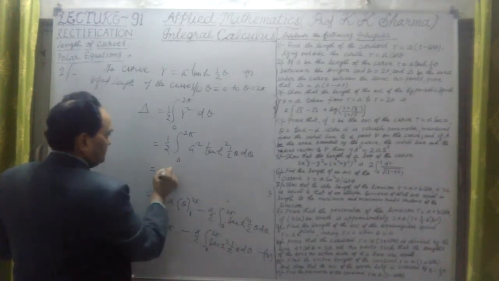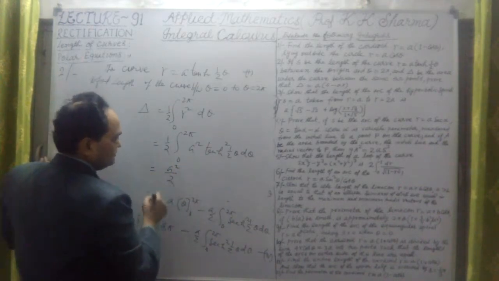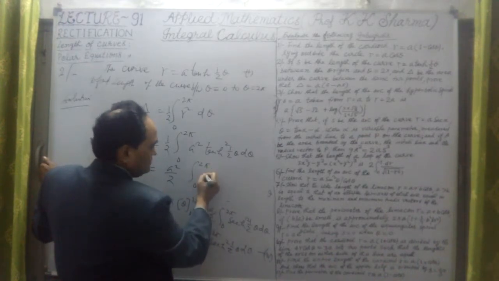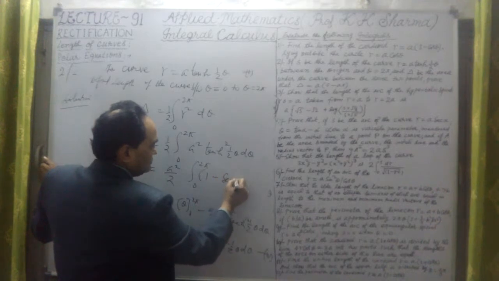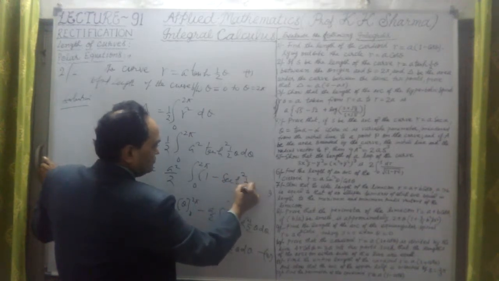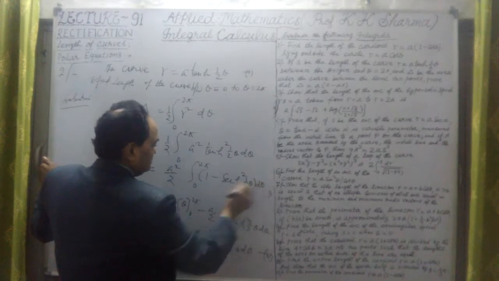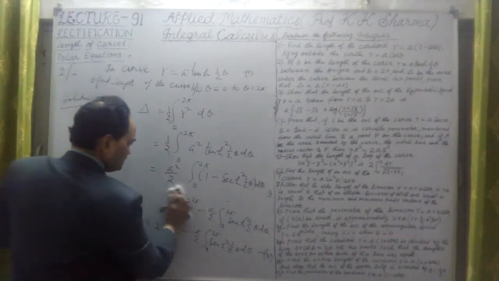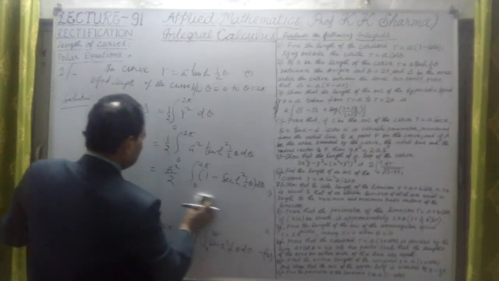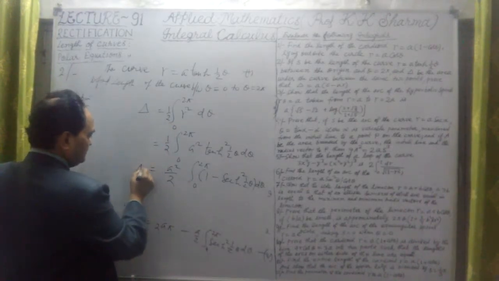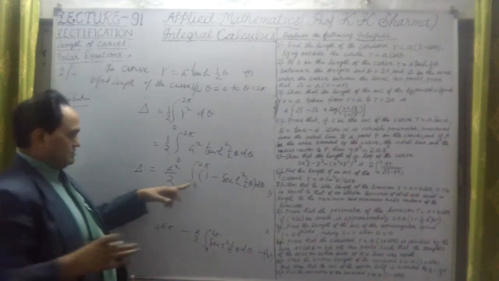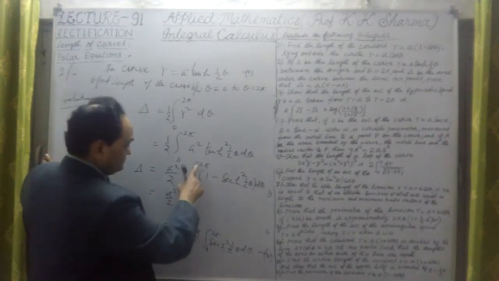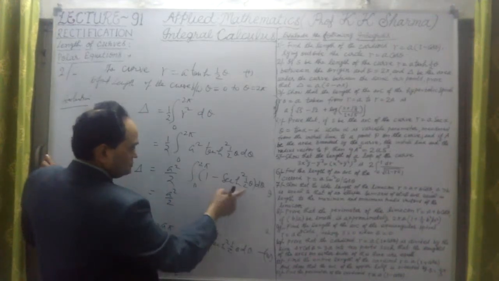It is giving us a square upon 2 that we take outside, and this is 0 to 2 pi. If I put the value of tan hyperbolic, this is 1 minus sech hyperbolic square 1.2 theta into d theta. So if I further solve it, then what will it give us? This is delta, the area. Let me separate it. This is a square upon 2, the first value, and this 1 into d theta.